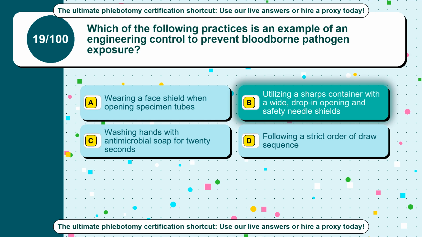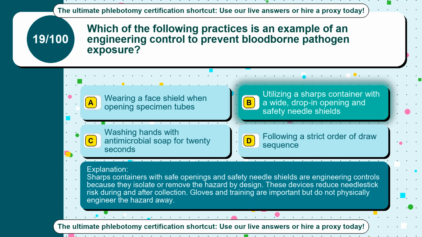Utilizing a sharps container with a wide, drop-in opening and safety needle shields. Sharps containers with safe openings and safety needle shields are engineering controls because they isolate or remove the hazard by design. These devices reduce needle stick risk during and after collection. Gloves and training are important but do not physically engineer the hazard away.